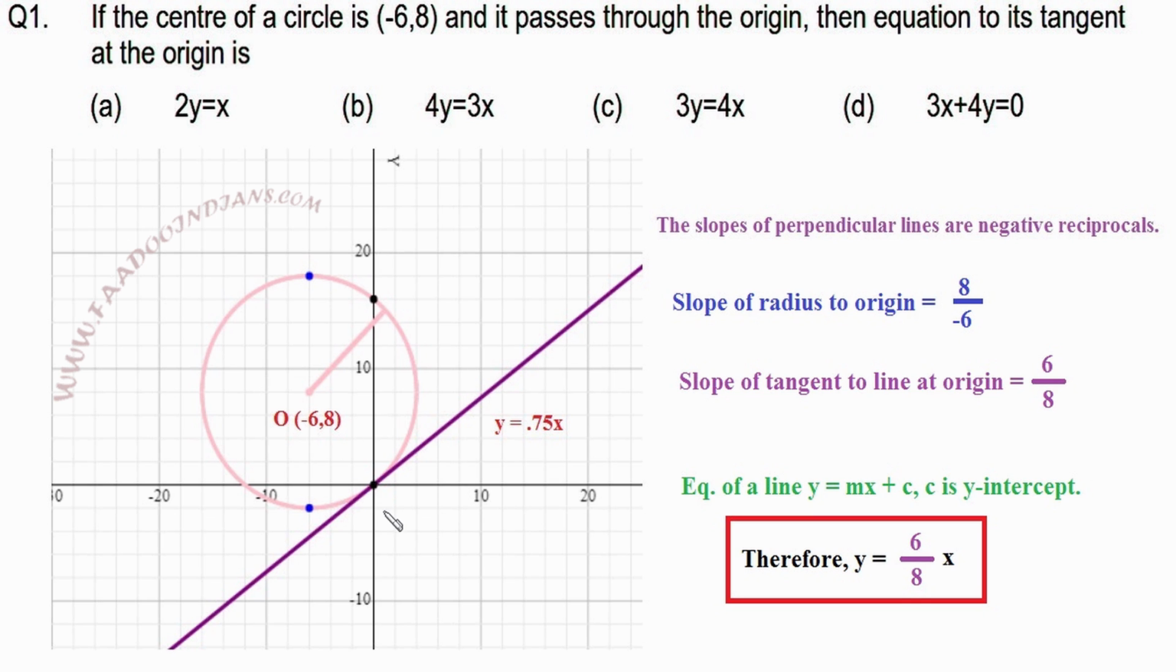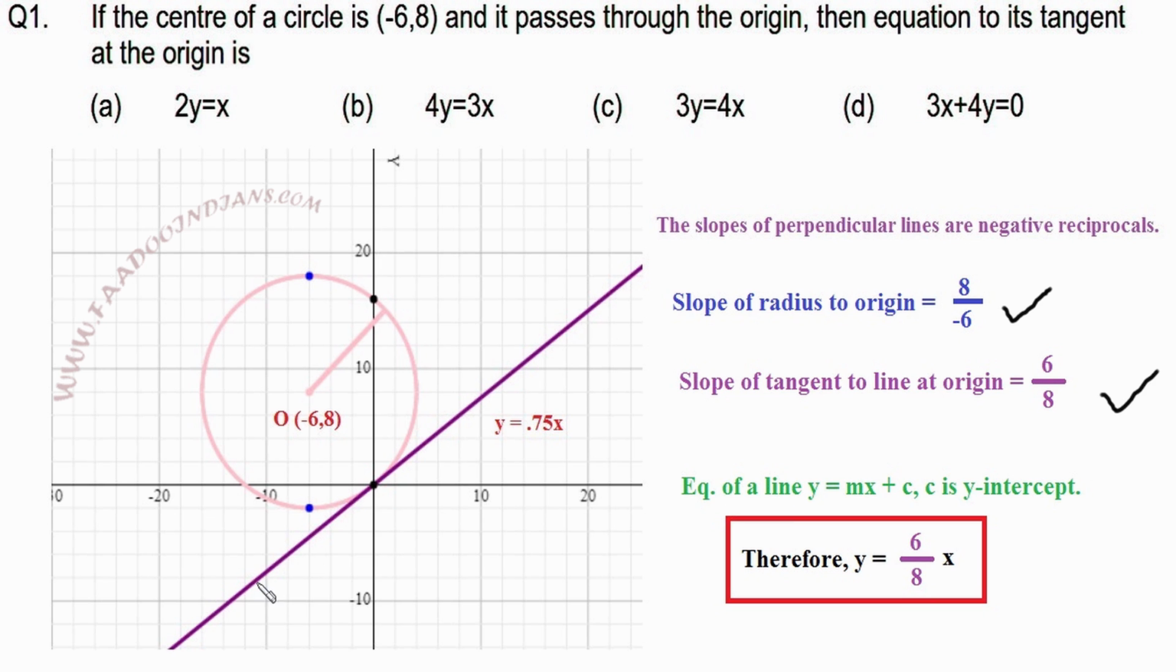Now slope of the radius to the origin is y over x, so 8 over -6 gives you the slope of the radius to origin. Now we know that the slope of a tangent to a line is the negative reciprocal of the perpendicular, so we will invert it. It is 6 over 8.